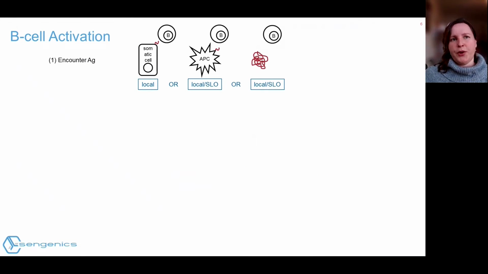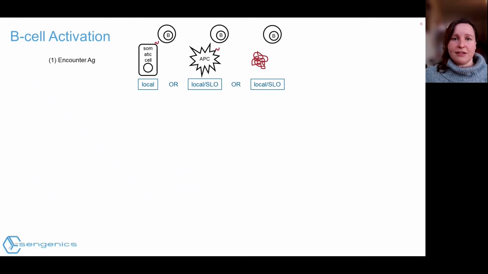All right, so now that we know that tumors can be immunogenic, how do they activate B cells? What are the mechanisms? The first step in activating B cells is antigen encounter. This can occur either in local tissues or it can occur in secondary lymphoid organs, such as the lymph nodes, which monitor tissue fluids, or the spleen, which monitors blood.